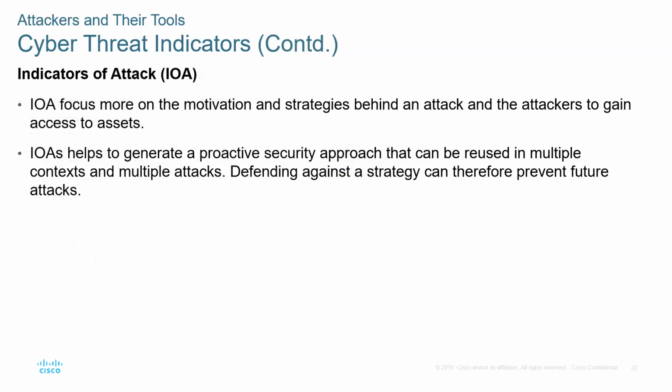Indicators of attack, it's really the same thing as indicators of compromise. It's just different definitions. This one focuses more on the motivations and the strategy behind the attack. Why are they trying to steal our data? What's their purpose? What do they want? And how did they get in there?